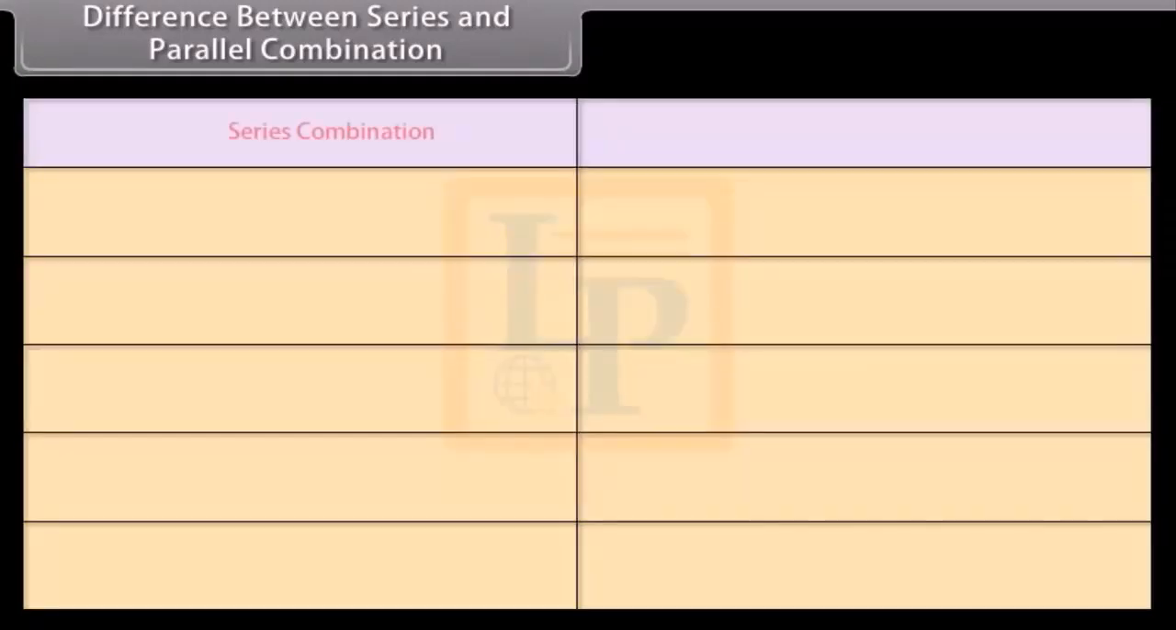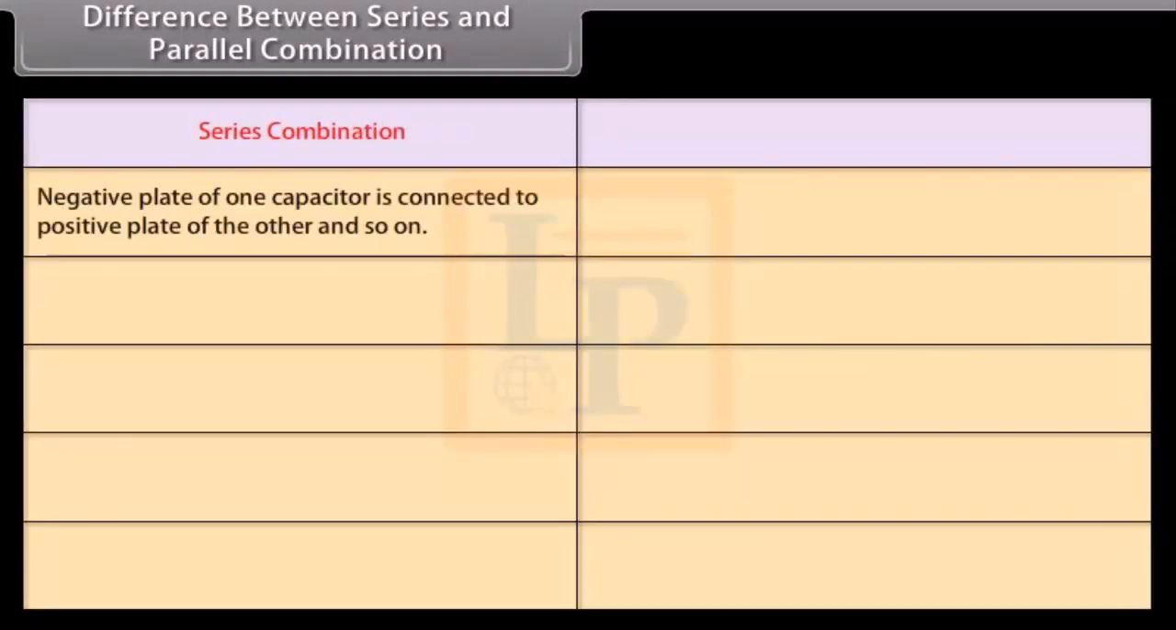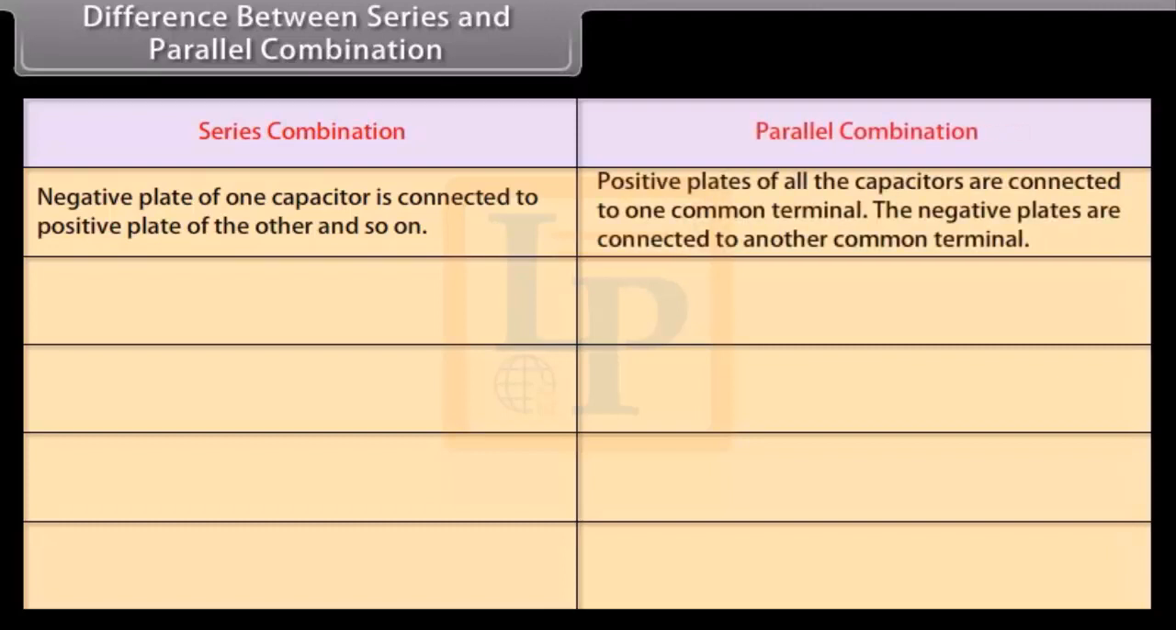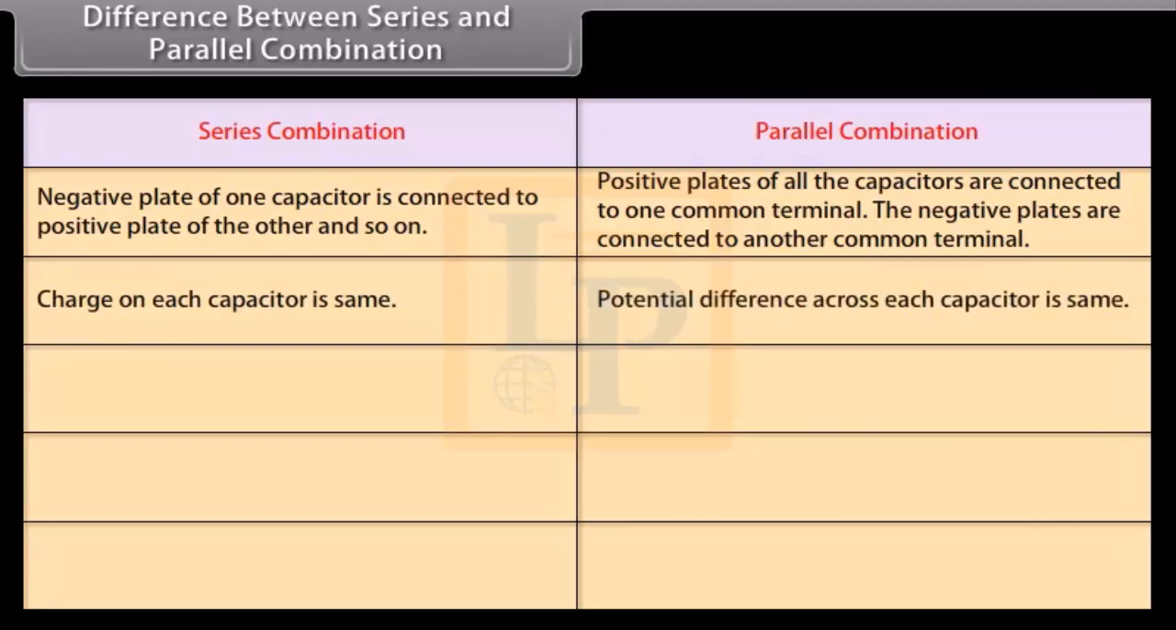Difference between series and parallel combination. In series combination, the negative plate of one capacitor is connected to the positive plate of the other and so on. Whereas in parallel combination, positive plates of all the capacitors are connected to one common terminal and negative plates are connected to another common terminal. In series combination, charge on each capacitor is same. Whereas in parallel combination, potential difference across each capacitor is same.